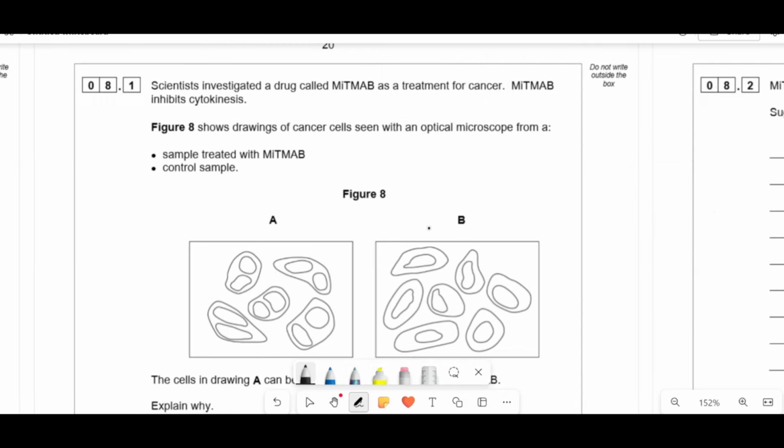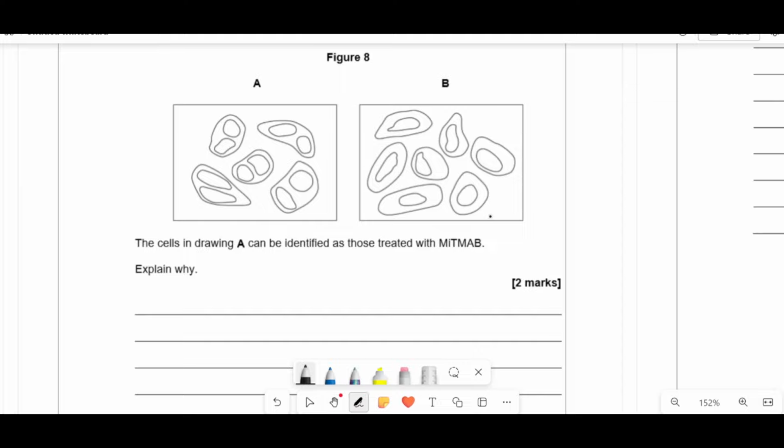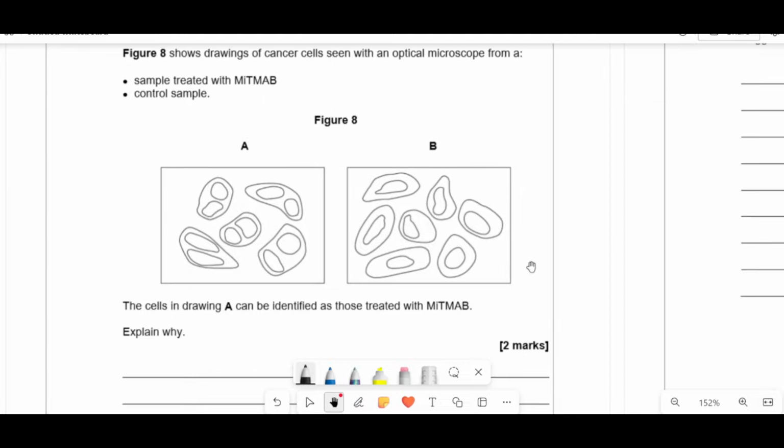So scientists investigated a drug called MITMAB as a treatment for cancer. MITMAB inhibits cytokinesis. Figure 8 shows the drawings of cancer cells seen with an optical microscope from a sample treated with MITMAB and a control. So remember, just kind of go with it.